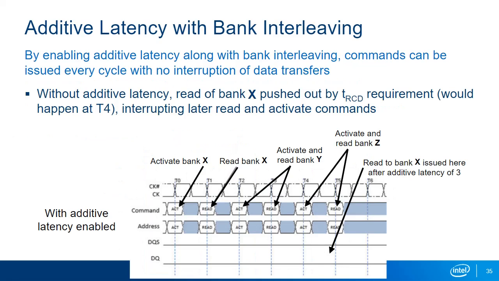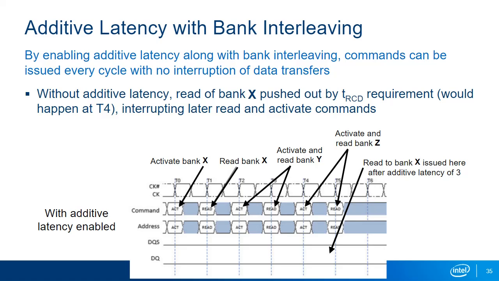Additive latency can really improve efficiency when it is used along with bank interleaving. Bank interleaving is the ability of the controller to activate or pre-charge a bank while a different bank is performing a data transfer. The controller doesn't have to wait for the read or write command to complete before accessing a different bank. However, even with bank interleaving, the controller must still honor the TRCD requirement for when the read or write command can be issued with respect to the bank's activation.